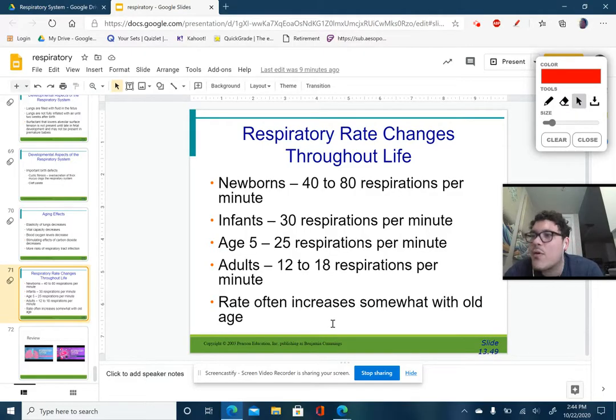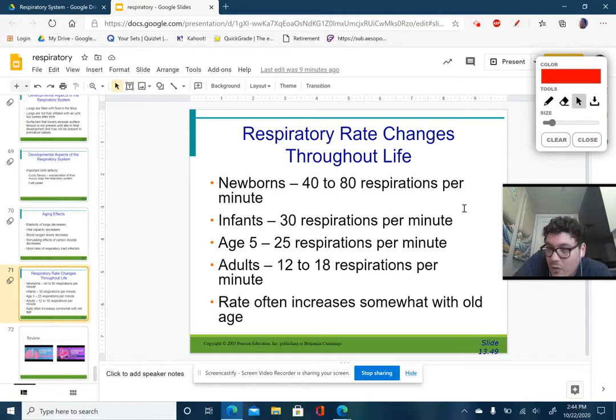Infancy can be anywhere from like 2 weeks to 2 years. In infancy, you're going to see this number drop to like 30 respirations per minute. By age 5, that number drops a little bit more to 25 respirations per minute, which is still about double the amount that we breathe. You know, adulthood, as far as your lungs are concerned, pretty much high schoolers, teenagers, from teenagers on, that's going to be your breathing rate.